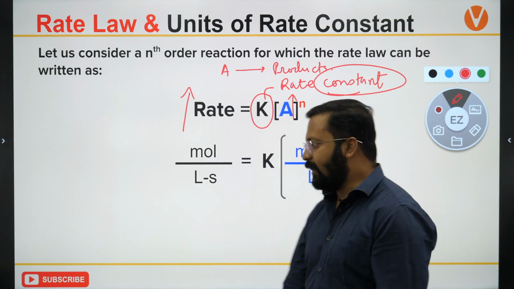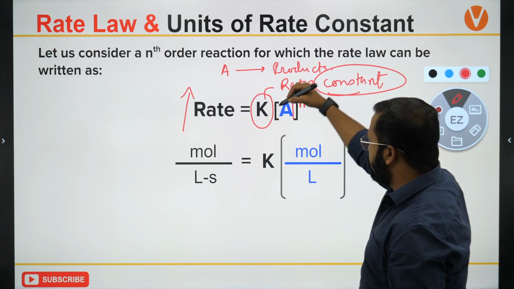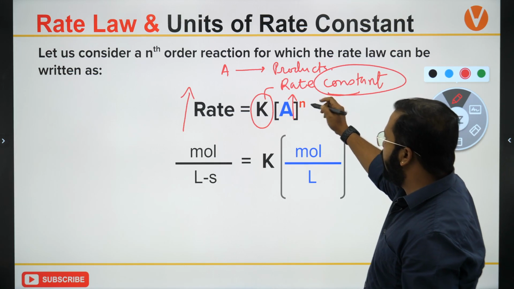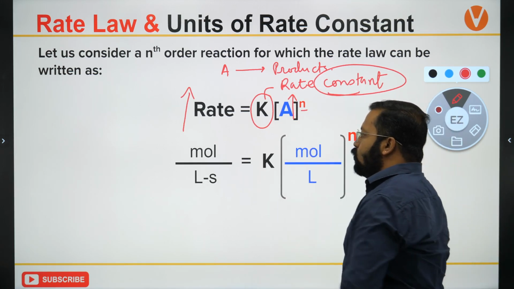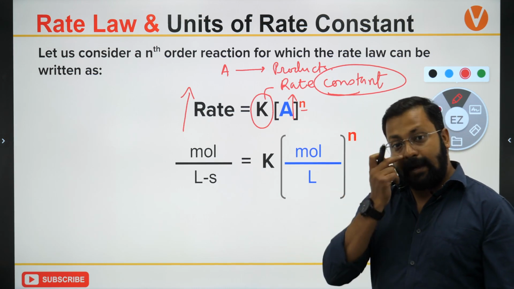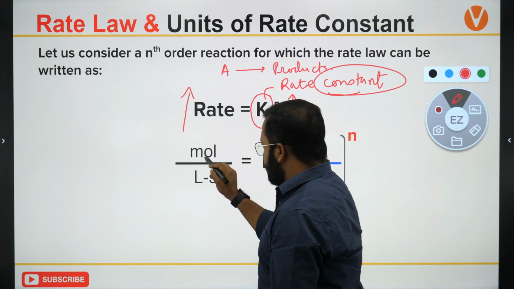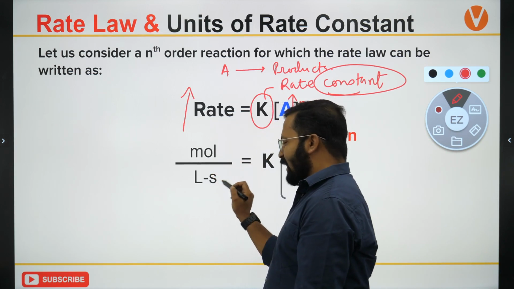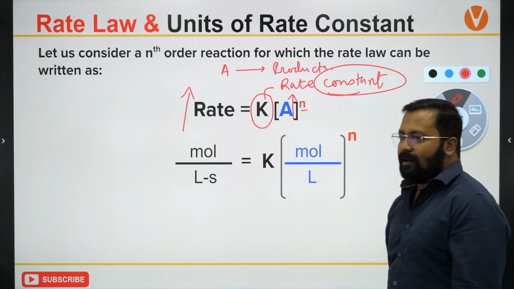Okay? Clear? So remember that rate is equal to rate constant times concentration raised to a power n, where n represents the order. Now, if I want to calculate the unit of rate constant, I will do a dimension analysis. Rate is written as mole per liter per second, and A will be written as mole per liter to the power n.